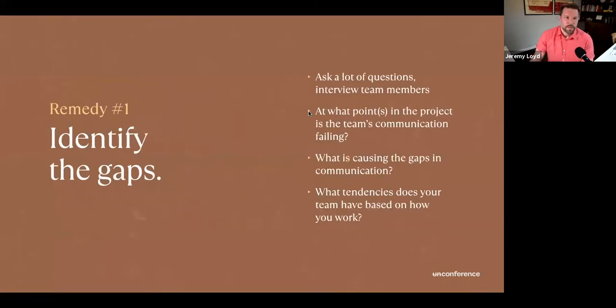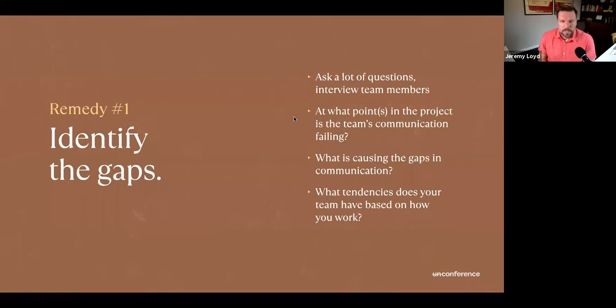So number 1 here, identify the gaps. Where are those communication gaps happening? You can treat this a lot like a UX research problem. So ask a lot of questions. You can interview team members. You probably have a pretty good idea of some of the things that are happening and some pain points, but it'd be great to do some research and gather all of the pain points from your team. And then you figure out at what points in the project the team's communication is failing.